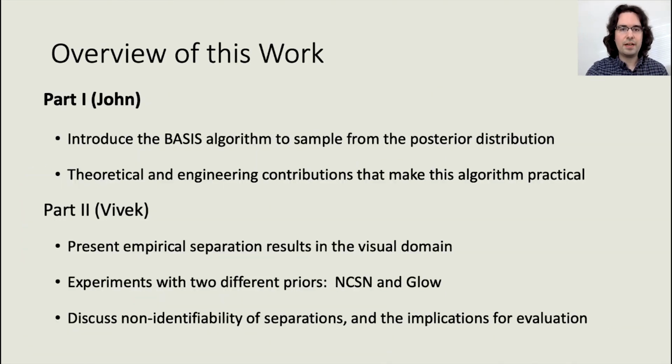The rest of this talk is divided into two parts. In the first half, I'll introduce the basis separation algorithm that we use to sample from the posterior distribution over components. In the second half, Vivek will discuss our empirical results and discuss how we can evaluate separations of ambiguous mixtures.